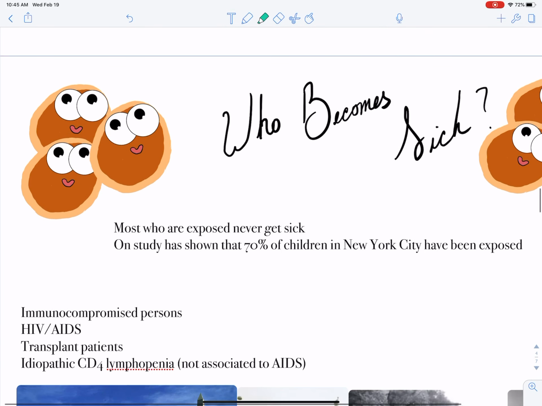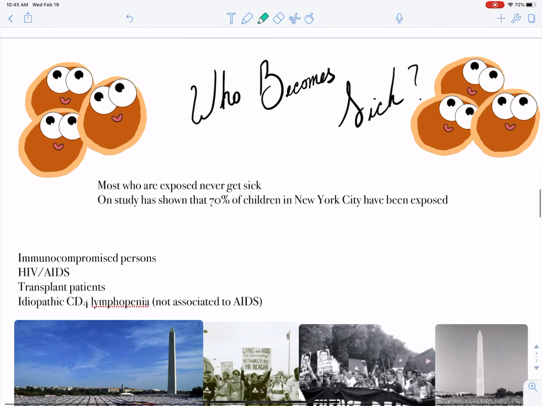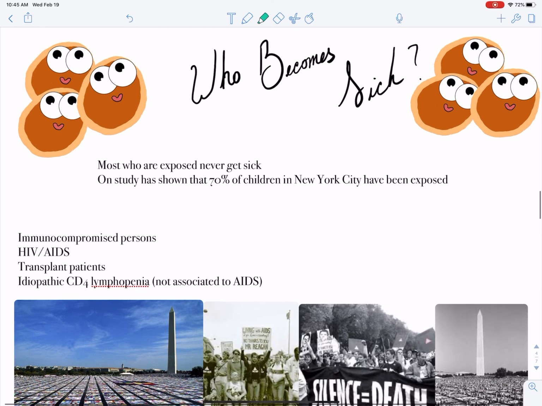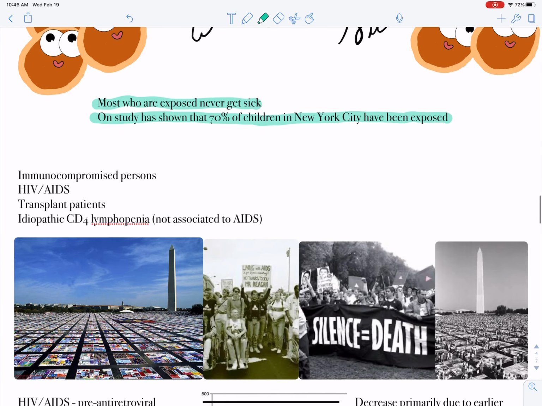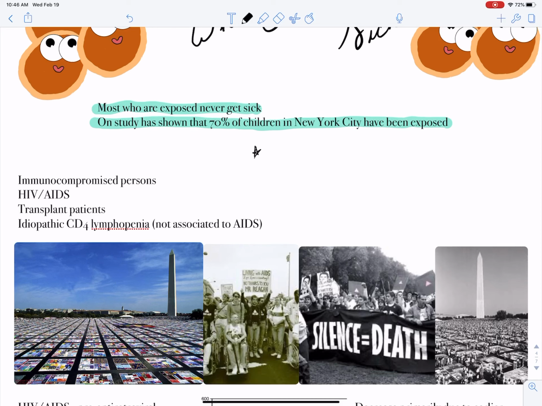So who can become sick from this? Healthy people primarily do not become sick. Many people become exposed, and one study showed that 70% of children in New York City have become exposed to this. Although I just do want to note that healthy people can become sick from either strain.